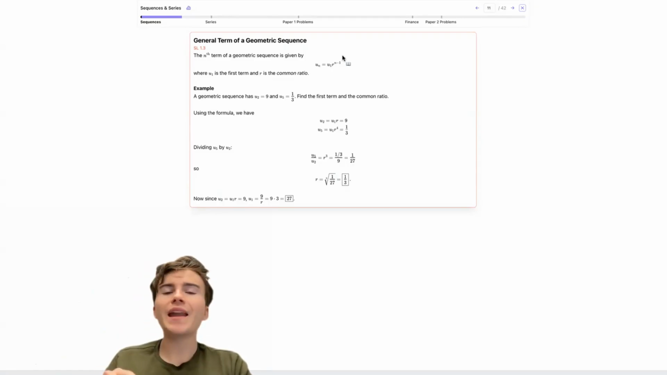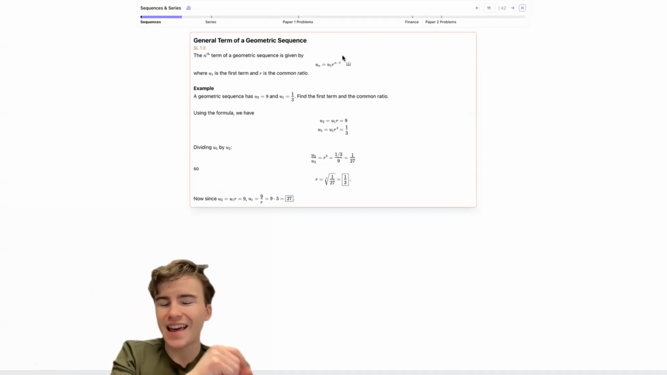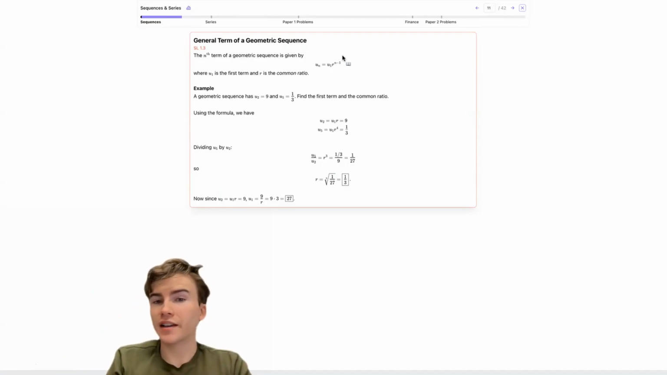And we multiply n minus 1 times by r. And again, it's the same n minus 1 as we had in the arithmetic sequence because we start with the first term. That's where we're starting. So we have to subtract that 1.